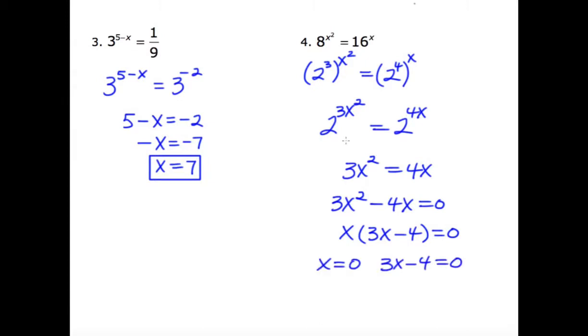Well, x equals 0 is done, so I'm going to put a box around that, but I've got a little bit more isolating to do with the second equation. Adding 4 to both sides, we get 3x equals 4, and we conclude with a final answer of 4/3.